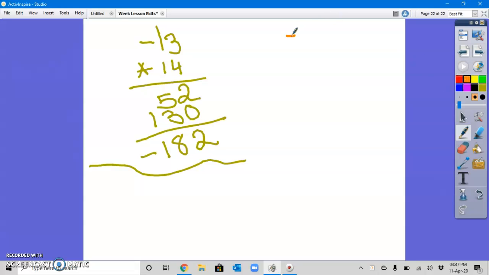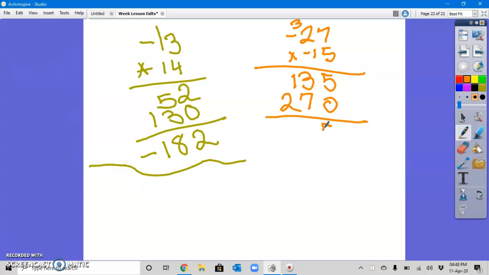Now let's say you have two negatives. Negative 27 times negative 15. You're going to multiply the same. 7 times 5 is 35. 5 times 2 is 10, plus 3 is 13. Add a 0. 1 times 7 is 7. 1 times 2 is 2. You're going to add 5. 7 plus 3 is 10, and 1, 2 plus 1 is 3, plus 1 is 4. And that should equal positive because we're multiplying these two numbers by negative.